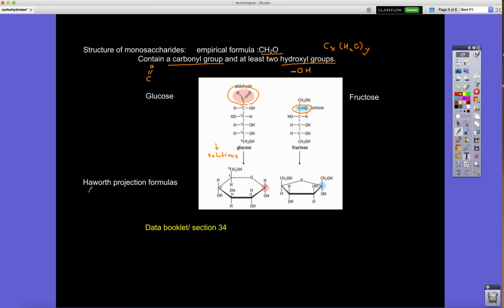And there is a Haworth projection that shows the structure in this fashion. The junction that is facing us is usually thicker than the junction in the back. Also in cyclic form, this is another functional group that comes to life. This is an ether, you should know that. And they never show the carbons in the junctions. So this is the Haworth projection, how they show the cyclic structure. Of course, it's given in your new data booklet, section 34.